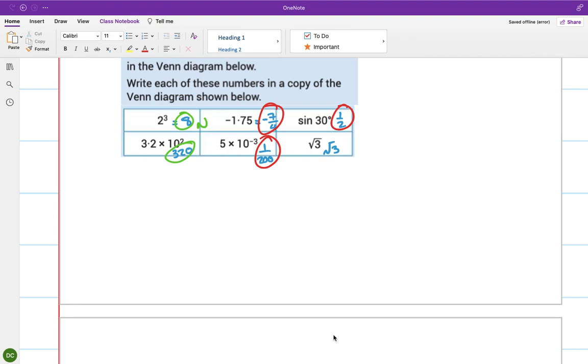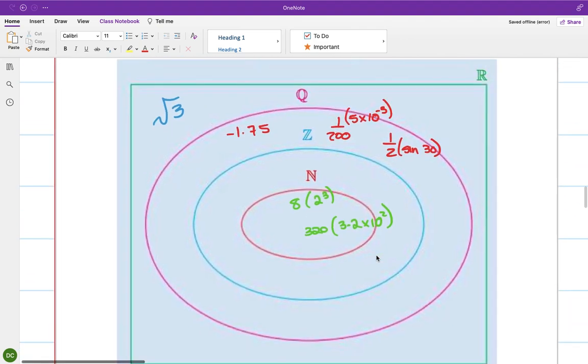Okay, and then the last one, square root of 3. When you do it on the calculator, you don't get a fraction option. So there is no fraction option, and if there is no fraction option, then it has to be irrational. There you go. Does that make sense?